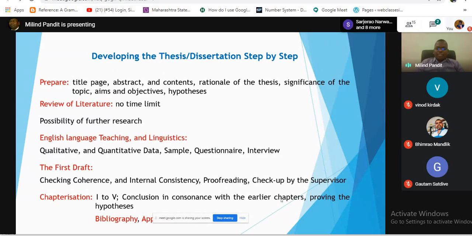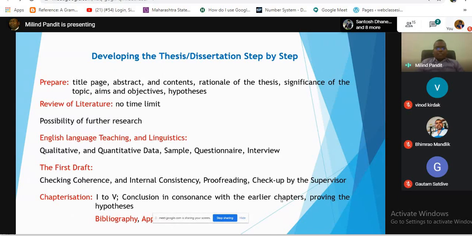Now see, there are certain ways of beginning a thesis. These are the things, for example, title page, abstract, and contents. And there are also other pages like certificate by the supervisor, declaration by the researcher. There's also a page of dedication, etc. And generally, we are advised to prepare all these things. And one more thing that I forgot to mention is acknowledgements, etc.